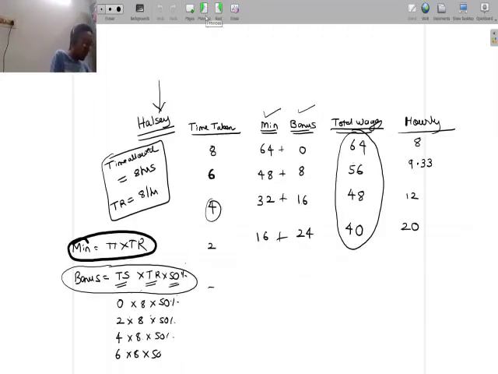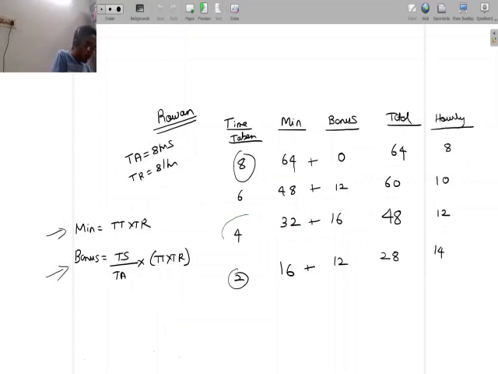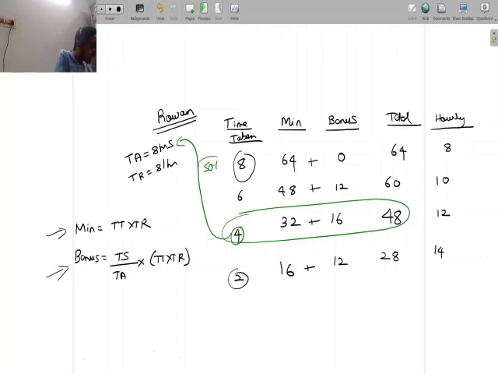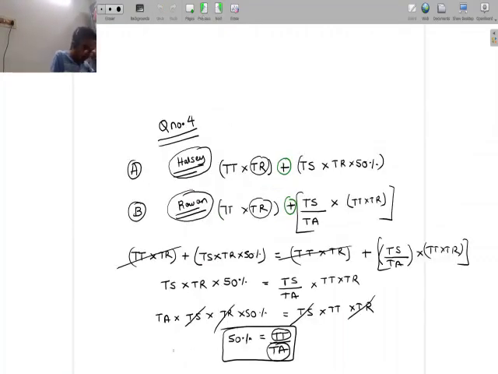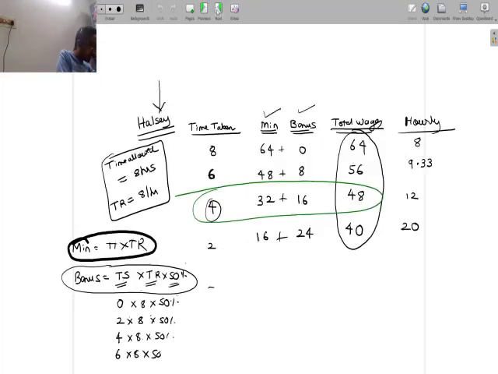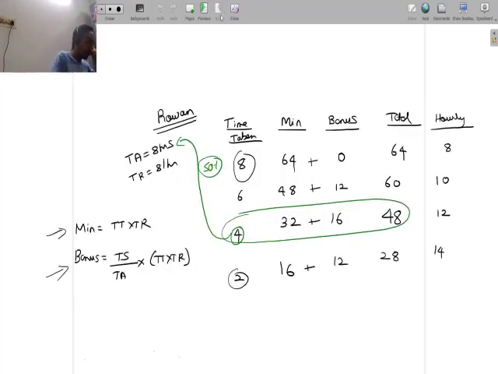So bonus is 0. But other than that, let me draw your attention to 48 here and 48 here. We can see that 4 hours is 50% of the time allowed. We saw earlier that when we take 50% of the time allowed, let me show you where. Here we saw when we took 50% of the time allowed, then we get the same result for Rowan and Halsey. So that's exactly what we see here.